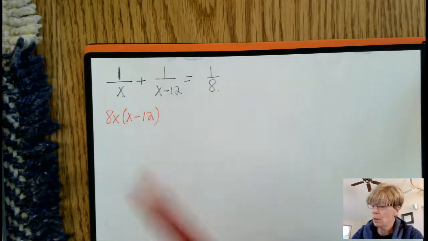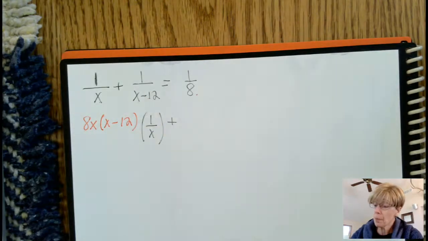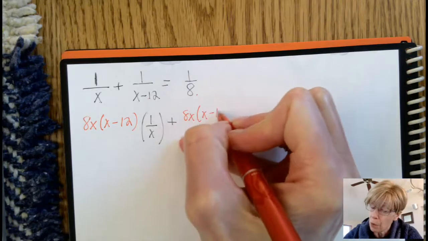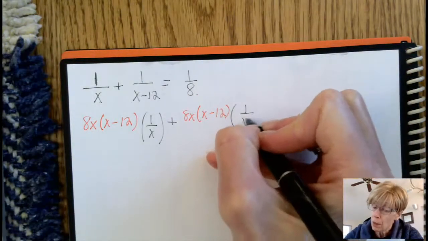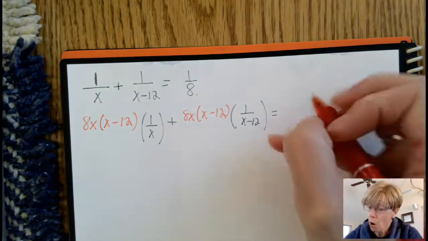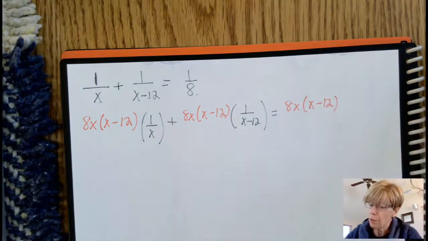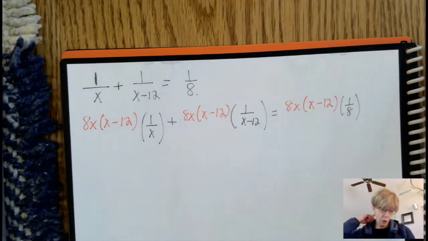And when we multiply every term in this equation by the common denominator, things are going to cancel out. On this first term, only the x's are going to cancel out, but we're left with 8 times x minus 12 times 1. You may or may not need to write the 1. When we look at the next term, the x minus 12's cancel out, and we're left with 8x times 1. Same thing there.